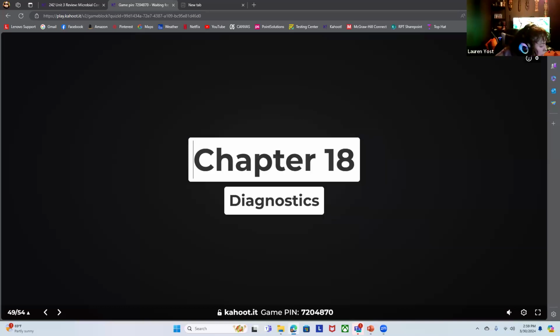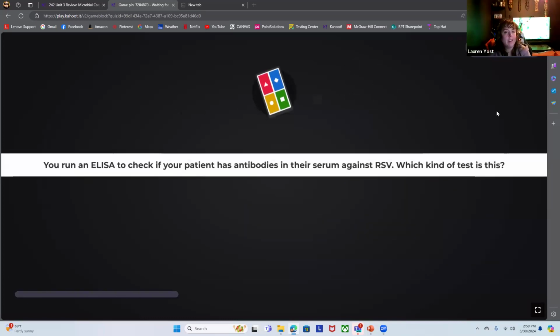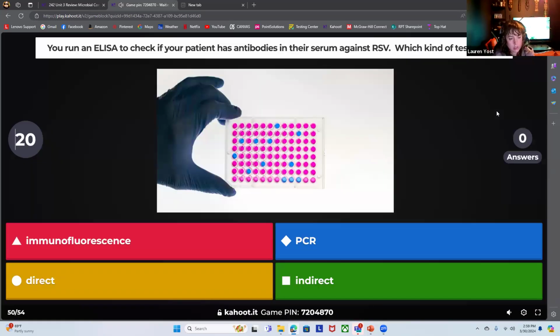Let's move on to chapter 18. Okay, you run an ELISA to check if your patient has antibodies in their serum against RSV. What kind of test is this? This is just ELISA. Good old buddy, ELISA. Checking to see if the patient has antibodies.